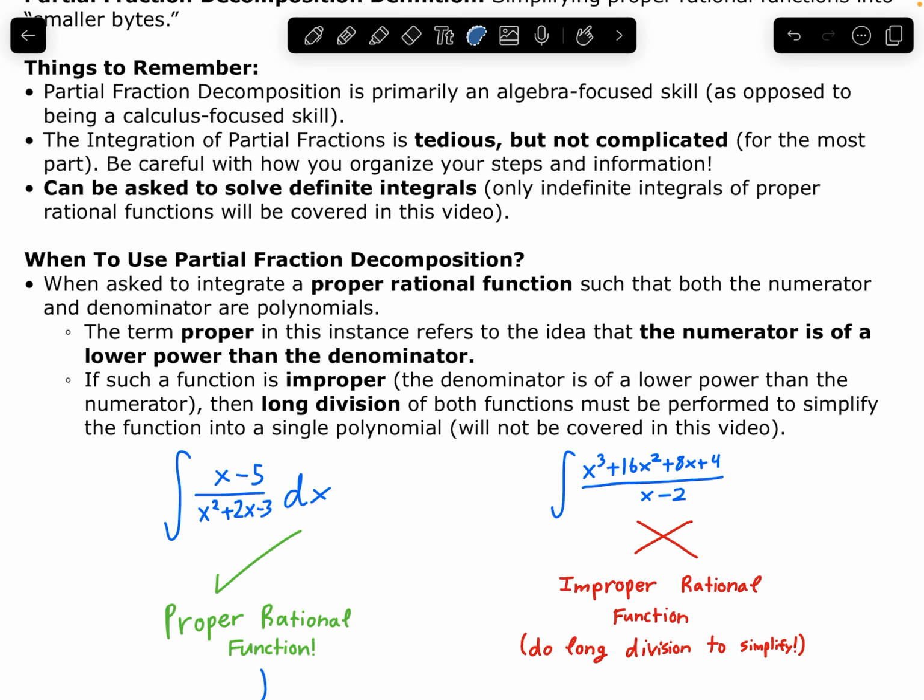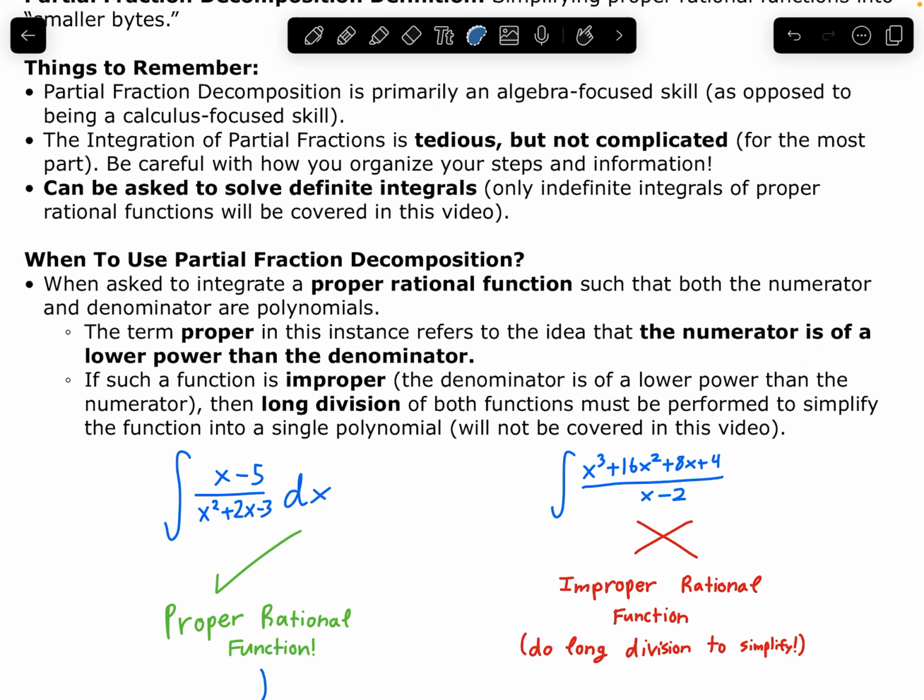I said this earlier, be careful with how you organize your steps and information. If you end up getting an FRQ on the AP test where the AP reader wants to see you do an integration problem using partial fraction decomposition, you're going to want to ensure that you are organizing your information such that it is understandable to the reader, that it flows, and that your steps are understandable from where you're going from one point to the next.